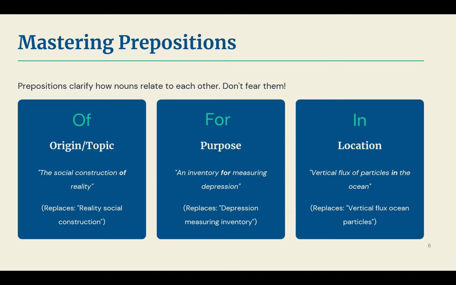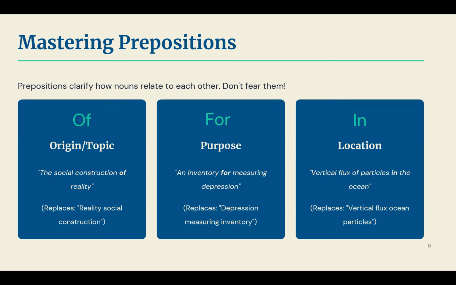It tells what is the purpose of this inventory. If you are to compare that with the preposition-less craft of the string, what is it? "Depression measuring inventory" is a correct way of using it, but it lacks a bit of clarity. Instead of just saying "depression measuring inventory," if you simply say "an inventory for measuring depression," that clears many doubts and makes a clear picture in your reader's mind.